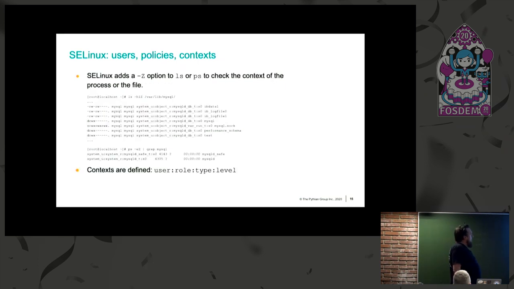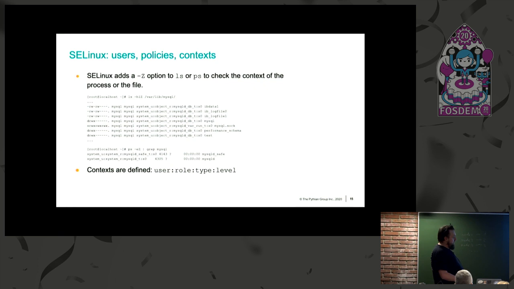SELinux also adds a dash capital Z option to commands like ls or ps, so you can see what SELinux users and object roles and types it uses. And also for a process, you can see mysqld is running as the type mysqld_t, and mysqld_safe is running as mysqld_safe_t.